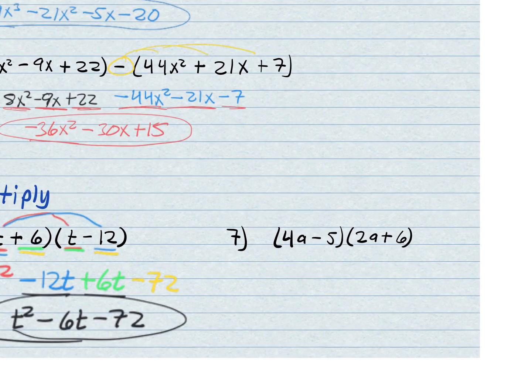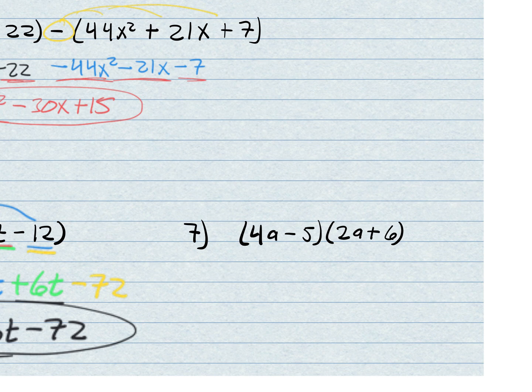And then the next one's going to work out very similarly, right? We have two binomials we're going to FOIL. So like before, first times the first, 4a times 2a, we're going to multiply the coefficients. 4 times 2 is 8. A times a is a squared. Outer times the outer, 4a times 6 is going to be plus 24a. Inner times the inner is going to get you negative 10a, negative 5 times 2a. And then negative 5 times 6 is going to get you negative 30.